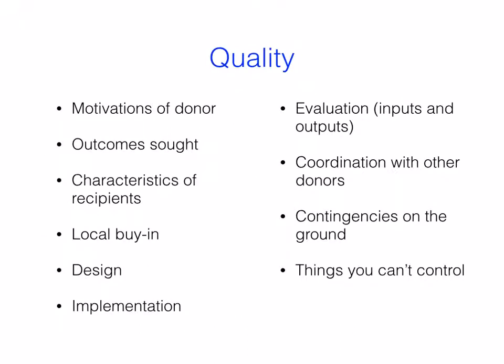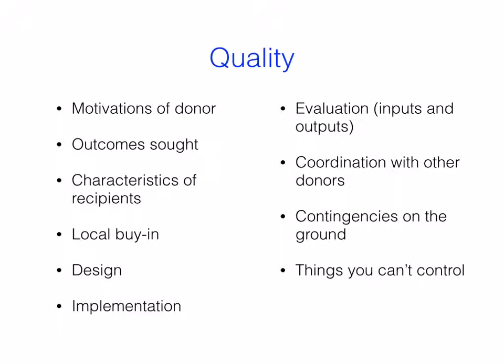Beyond quantity, there's quality, and the quality and effectiveness of aid depends on many overlapping factors. As we said, the motivations of the donor to start with will dictate very much the quality and effectiveness of programming. Are the donors looking very carefully at the outcomes they're seeking and seeing if these outcomes even make sense or are possible? The characteristics of the recipient pool will very much affect the quality and effectiveness of programming. Local buy-in, political support on the ground for programs is important. The design and the implementation and the evaluation, all of these things are very hard to do.